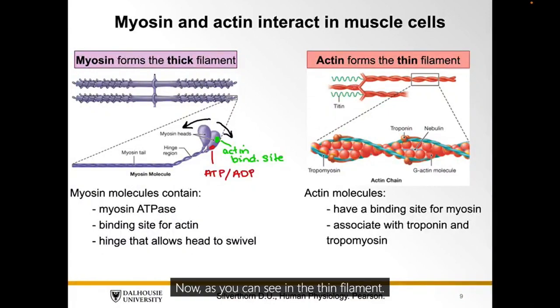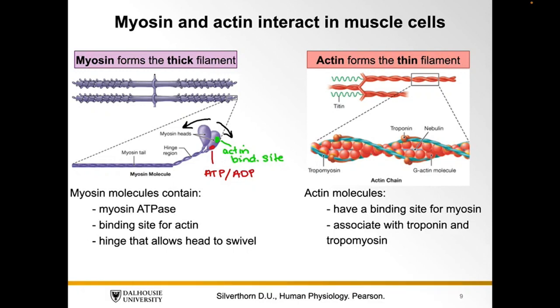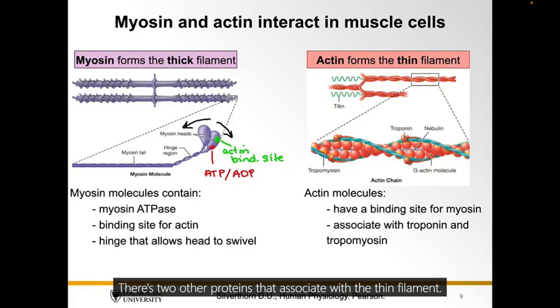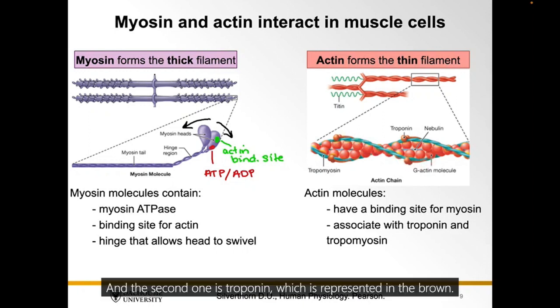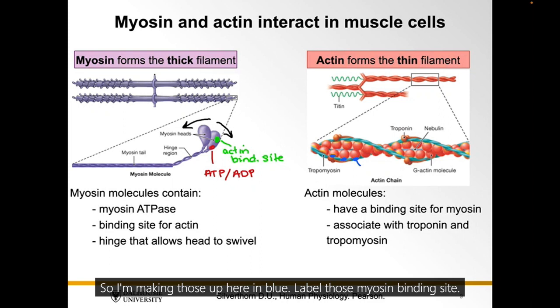Now, as you can see, in the thin filament, there's more proteins than just actin. First of all, we can see nebulin in that thin strip of blue here, which, as we said, anchors actin, makes sure that the thin filament stays in place. There's two other proteins that associate with the thin filament. The first one is tropomyosin, which is represented in that turquoise here. And the second one is troponin, which is represented in the brown. So one of the key characteristics here is that actin actually has binding sites for myosin. So I'm making those up here in blue. Label those myosin binding site.